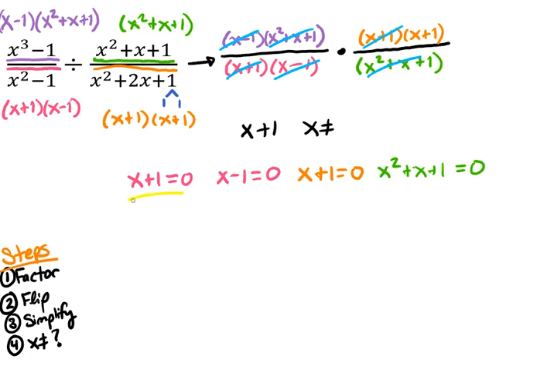Now here, notice that we have two x plus 1 equals 0s. I don't need to do that twice. Because I'd already written it in pink, I didn't need the 1 in orange, so we're just going to get rid of that. So I need to solve for x plus 1 equals 0, and x minus 1 equals 0, and x squared plus x plus 1 equals 0, which is going to leave me with x equals negative 1, and x equals positive 1.